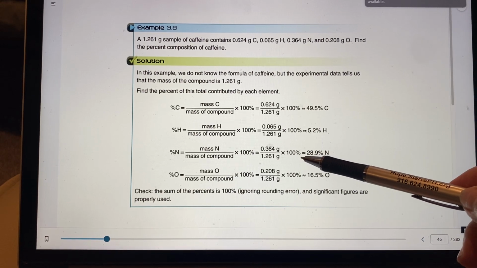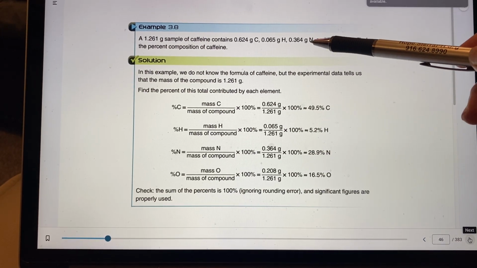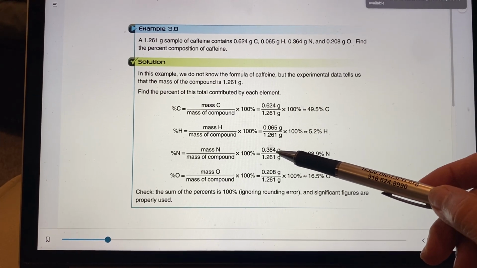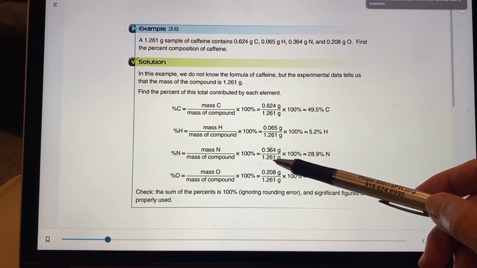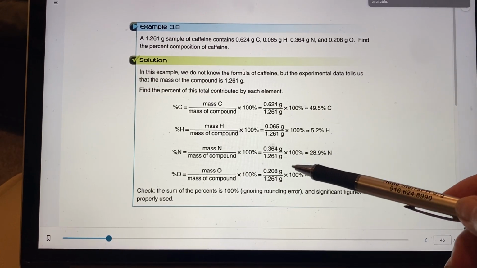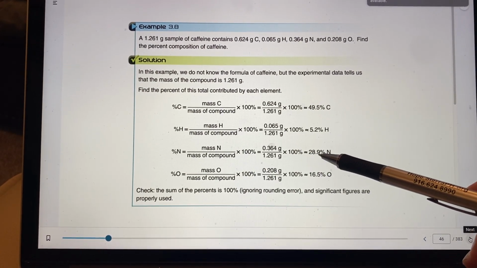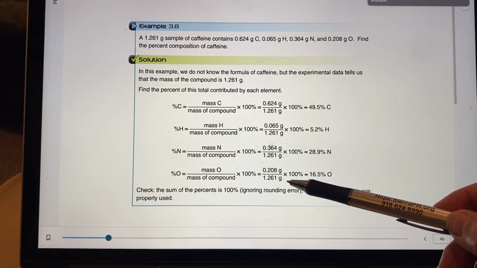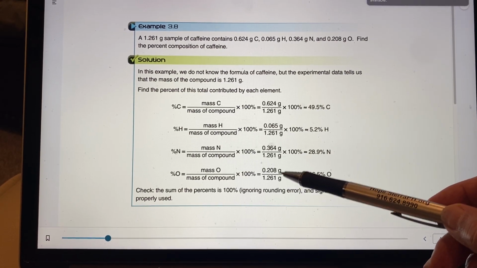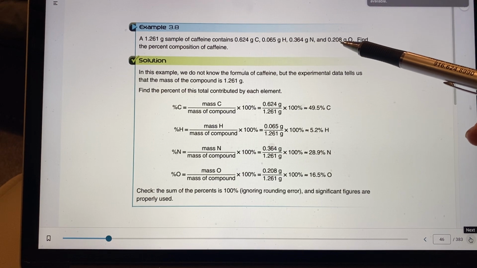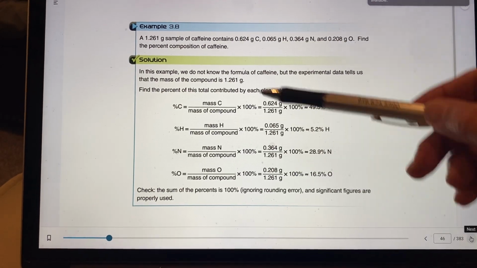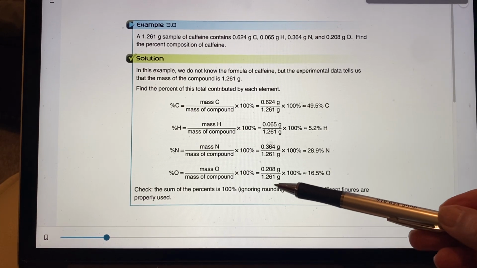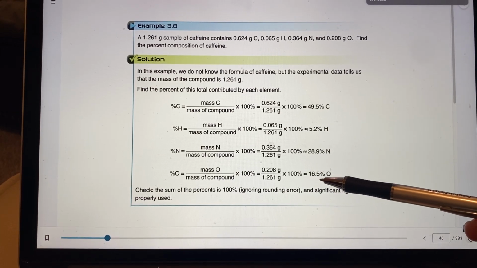Same thing we do for the nitrogen. The nitrogen up here is 0.364. So 0.364 divided by 1.261, which is that number. Again, it's the mass of the compound, and we get 28.9% nitrogen. And the oxygen again, we're going to divide 0.208 grams oxygen divided by the total. This is actually an easy one because we don't even have to change it to moles or anything here. And so we divide that, 16.5%.